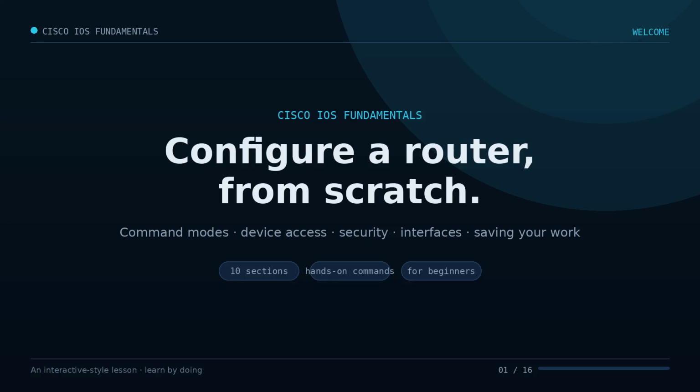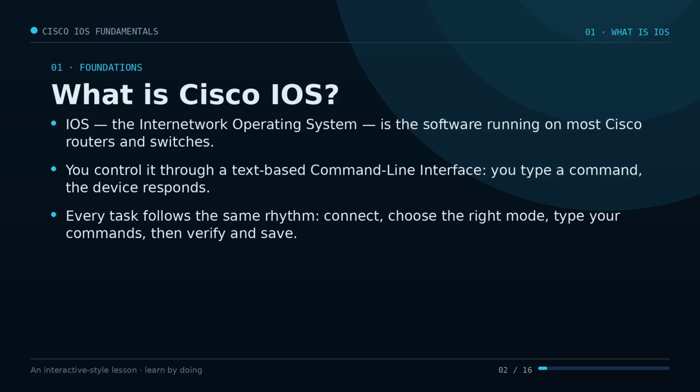Let's begin. So, what is Cisco IOS? IOS, the Internetwork Operating System, is the software that runs on most Cisco routers and switches. You interact with it through a text-based command line interface. You type a command, and the device responds. Here's the key idea. Every configuration task follows the very same rhythm. You connect to the device, move into the correct mode, type your commands, and then verify and save. Learn that rhythm once, and every Cisco device feels familiar.